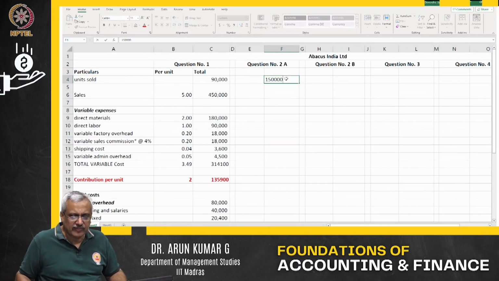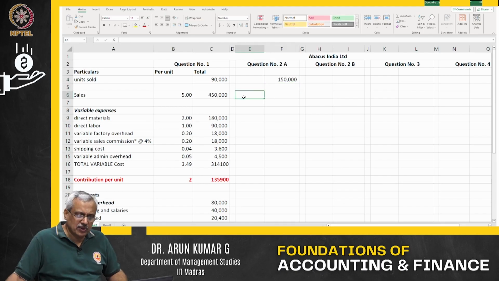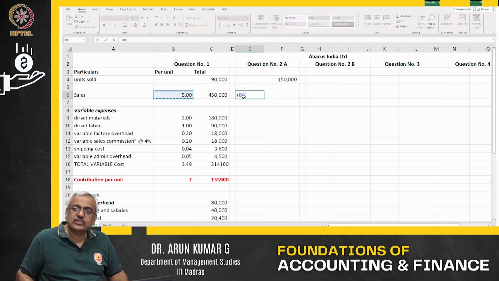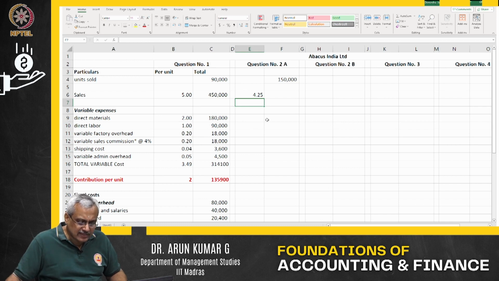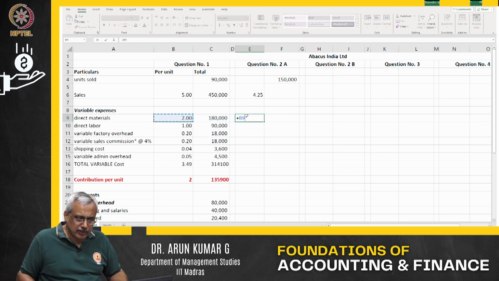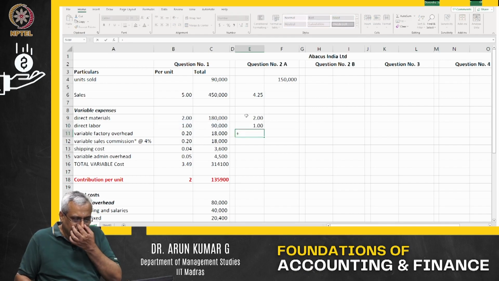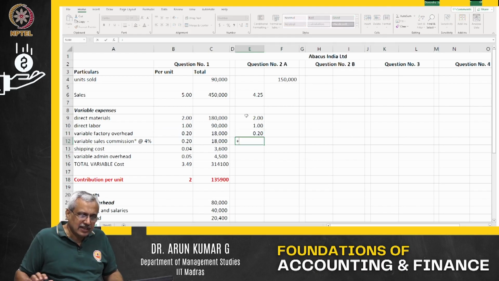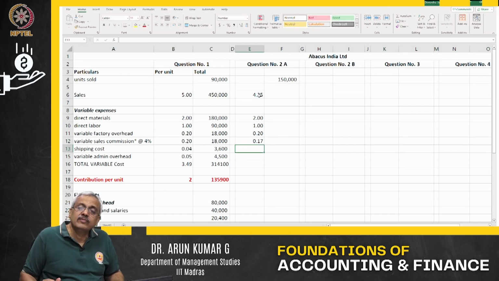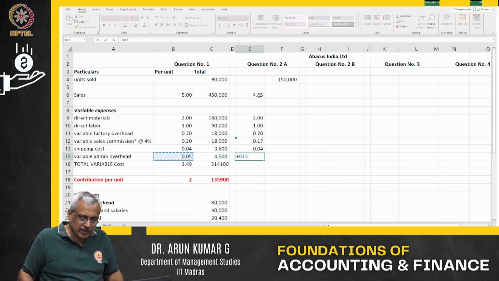Now, number of units is 1,50,000. What is the price going to be? The price was initially $5, it is going to be 0.85, 85% of that. Now, all these costs are going to remain the same. The direct material remains the same, the direct labor remains the same, the factory overhead remains the same, the sales commission will be 4% of this. My shipping cost remains the same, my variable admin overhead remains the same.